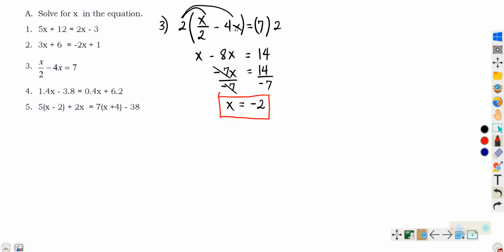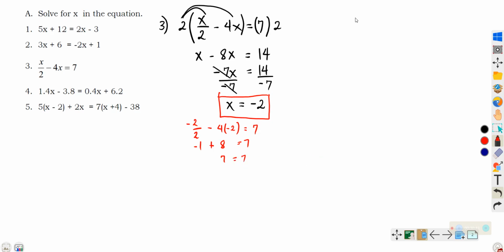So, kung i-check natin yan, negative 2 over 2 minus 4 times negative 2 equals 7. So, magiging 7 nga ba to? Negative 2 over 2 is negative 1. Diba? And negative 4 times negative 2 is positive 8. And then negative 1 plus 8 is positive 7. So, nag-equal po siya. Tama yung sagot natin.